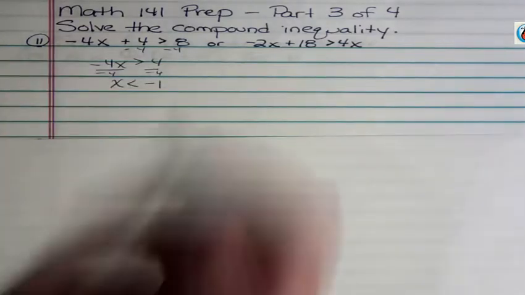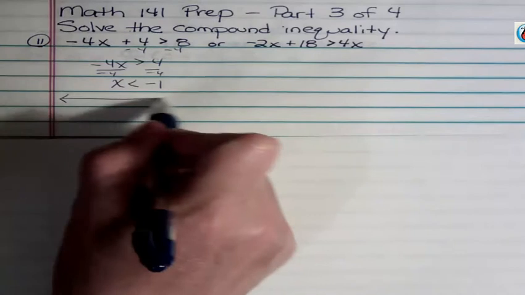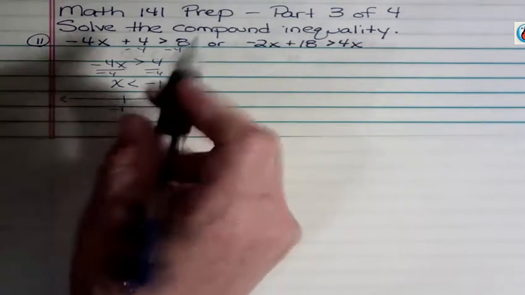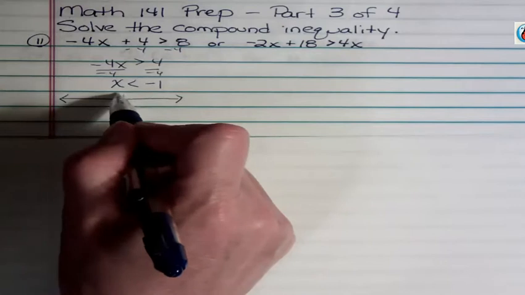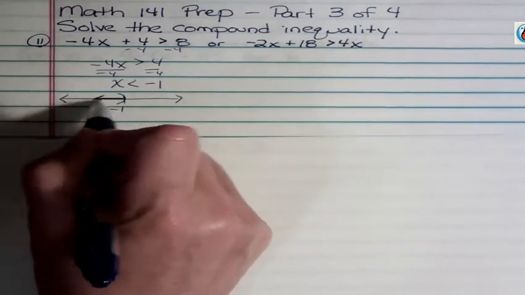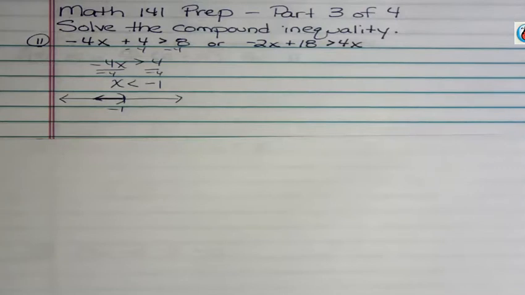Now if I was to look at the graph of this, I have negative 1. I don't have an equal to part. X is less than that, so I'm looking at a parentheses or an open circle, depending on how you graph it. Something like that would be the graph of that one piece. Now let's look at this one.